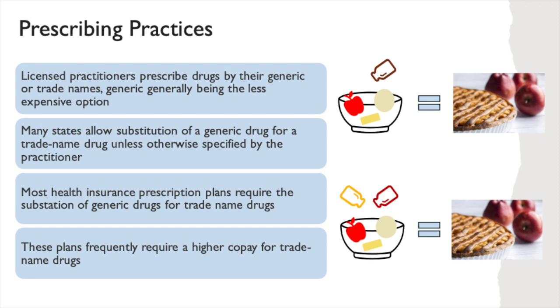Now, let's talk about prescribing practices. Licensed practitioners can prescribe drugs by their generic or trade names. Because generic drugs are generally less expensive, most practitioners try to prescribe those if possible. Many states allow pharmacists to substitute a generic drug for a trade name drug unless the practitioner specifies otherwise. In fact, most health insurance prescription plans require the substitution of generic drugs for trade name drugs, unless otherwise specified by the licensed practitioner. Frequently, these plans also require the pharmacy to charge a higher copay amount for trade name drugs than the generic drugs.